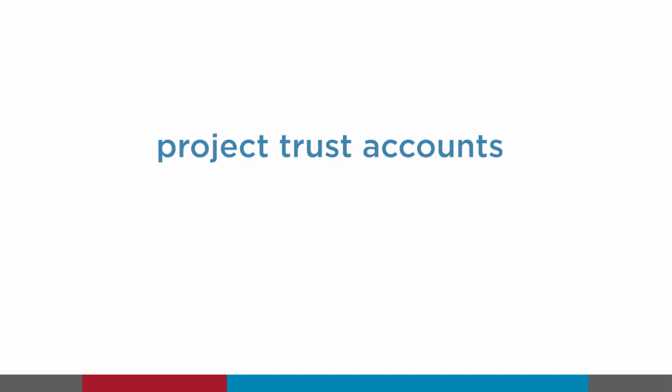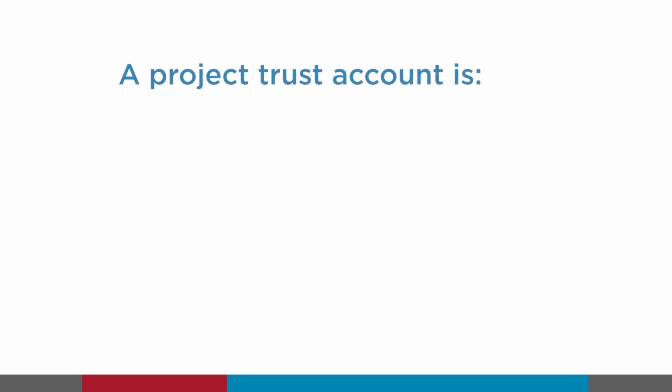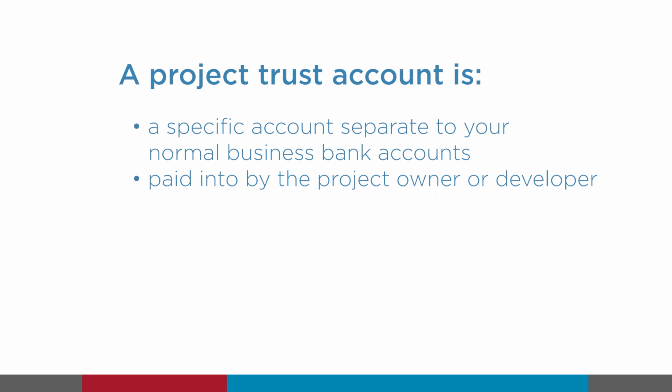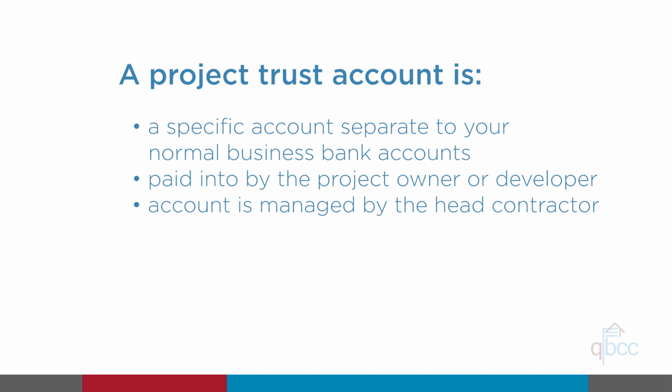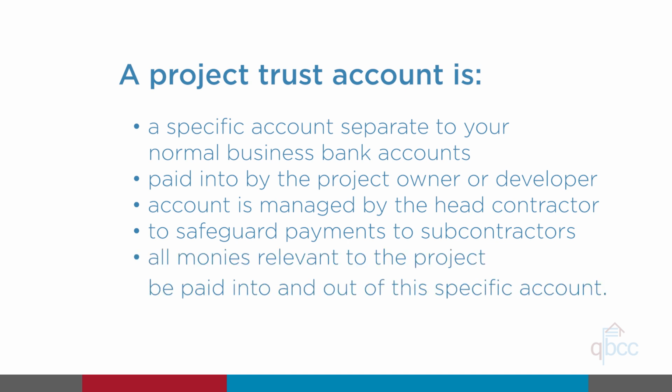There are two types of trust accounts: project trust accounts and retention trust accounts. A project trust account is a specific account separate to your normal business bank accounts. Monies are paid into the account by the project owner or developer, and the account is managed by the head contractor. The project trust account is intended to safeguard payments to subcontractors by requiring all monies relevant to the project to be paid into and out of this specific account.